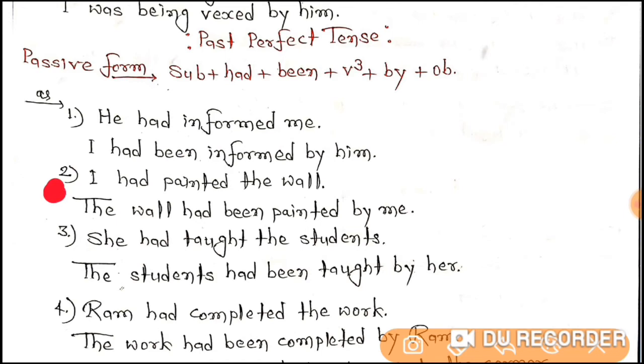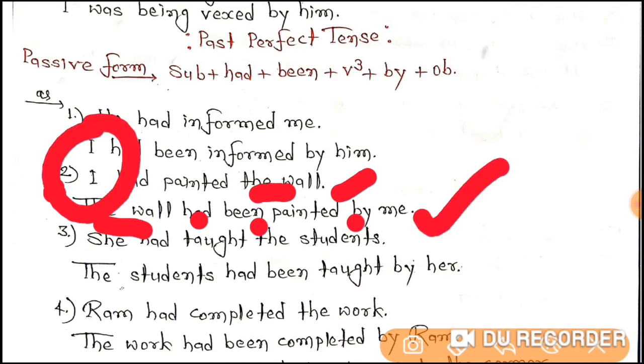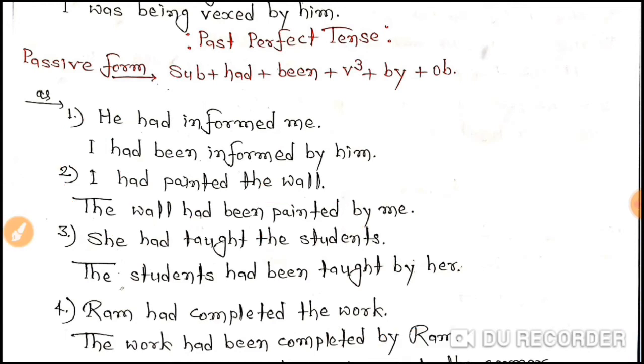Now let's understand the second example, that is I had painted the wall. So here I had painted what? The wall. So the wall is the object of the sentence. So just put it at the place of the subject of passive voice. So I have done here the wall, and then had, then been, and then V3 painted, and then by, and I has become what at last? Me. So your sentence is: the wall had been painted by me.